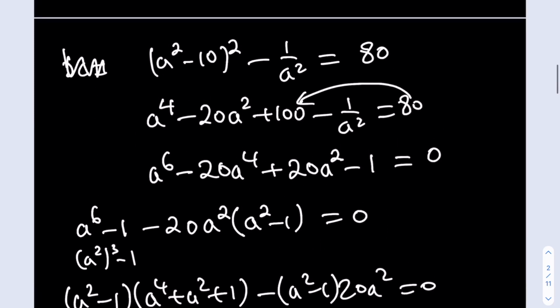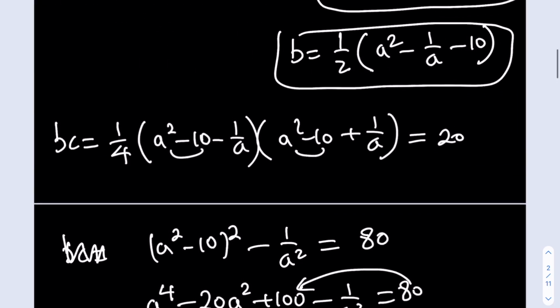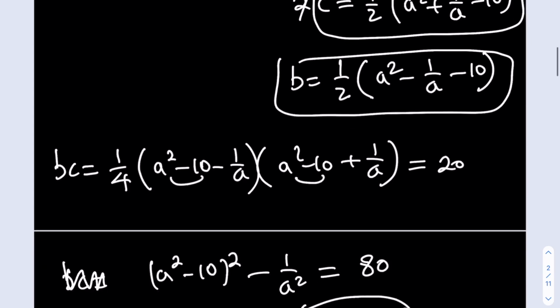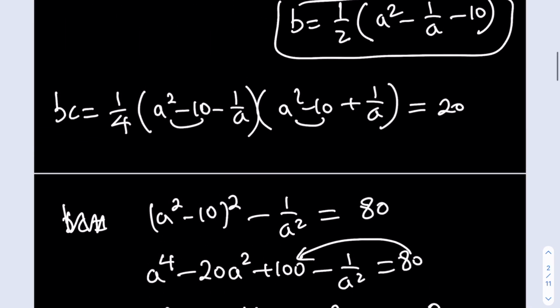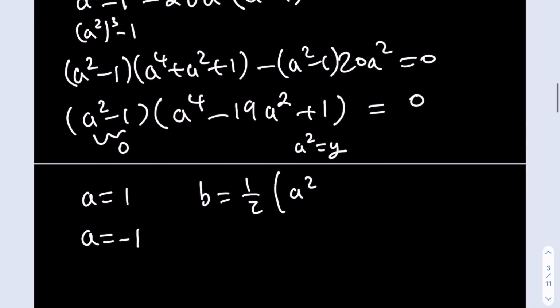Now, what do we know? We know that we can write B and C in terms of A, right? So B is equal to 1/2 multiplied by A squared, right? Minus 1 over A minus 10.